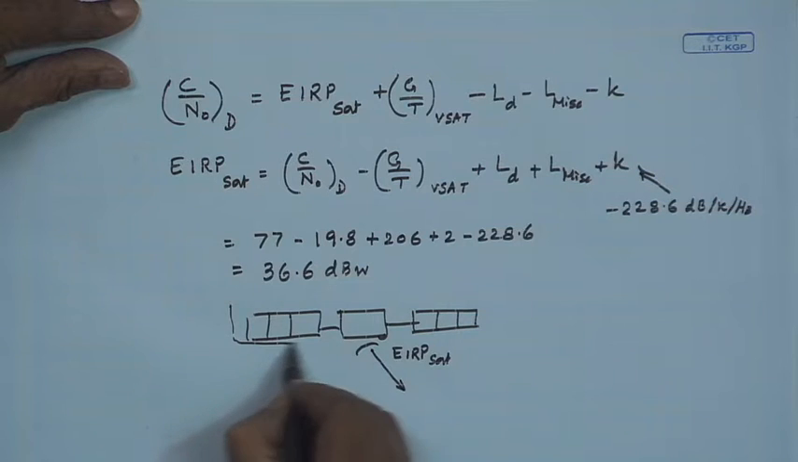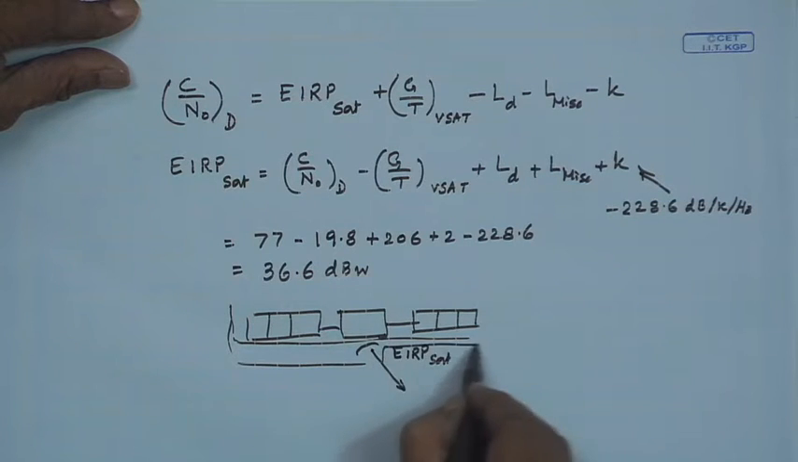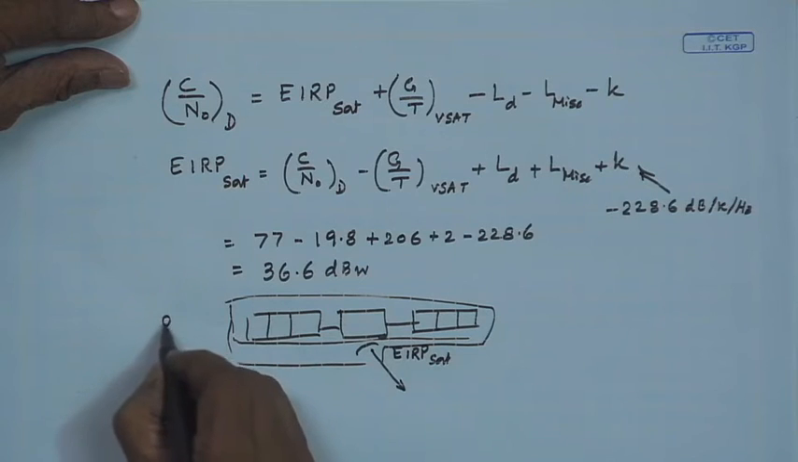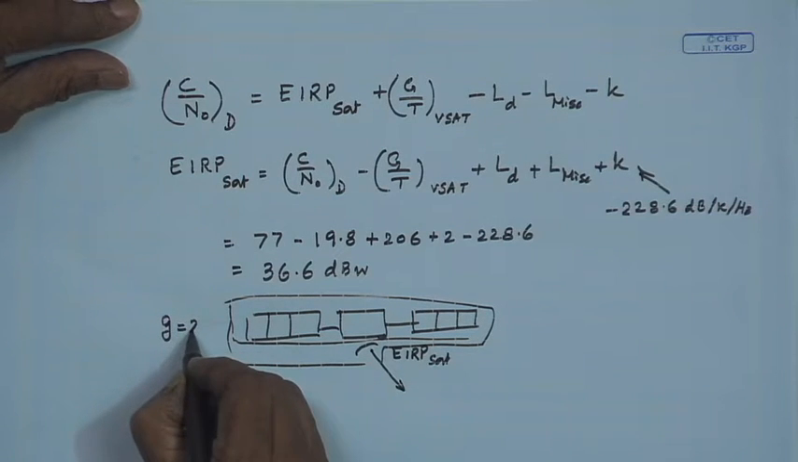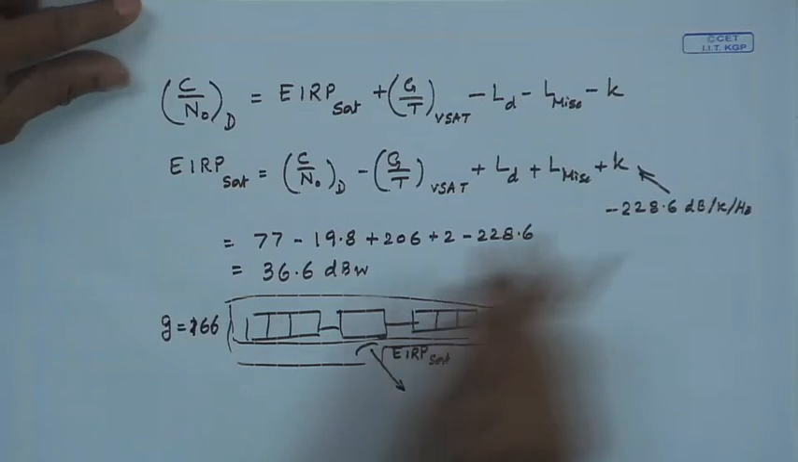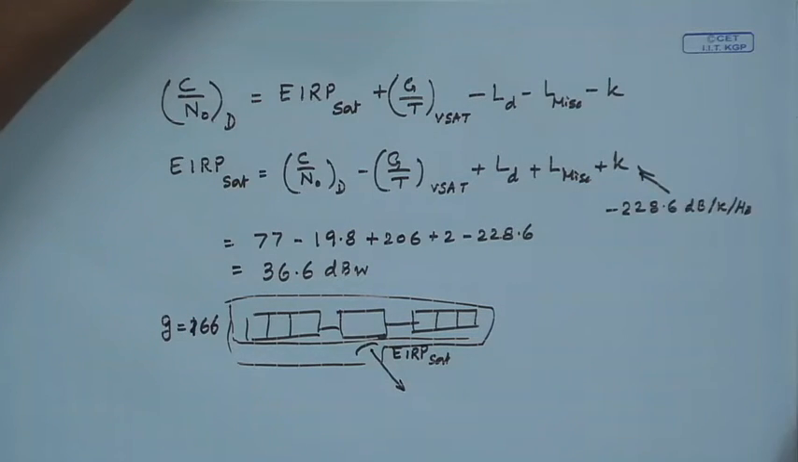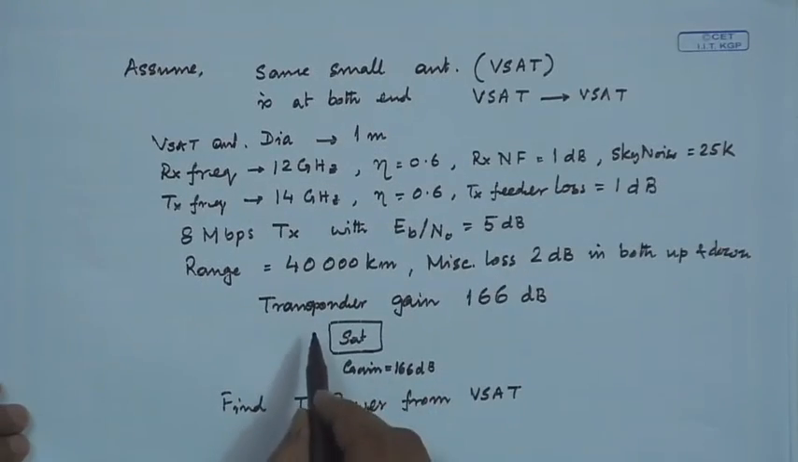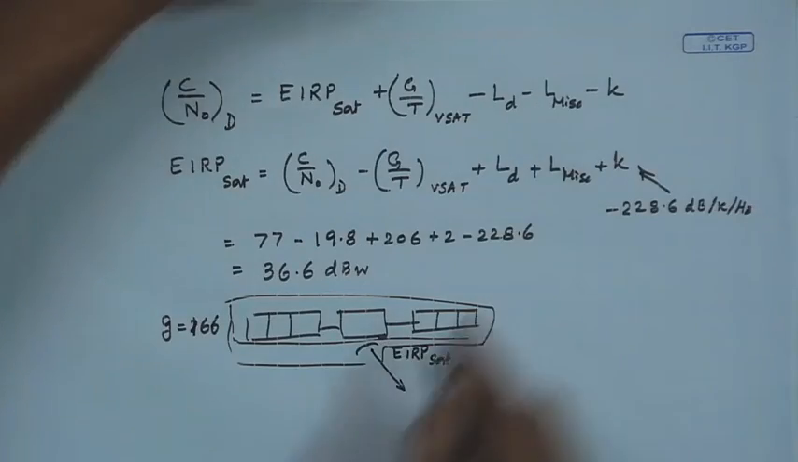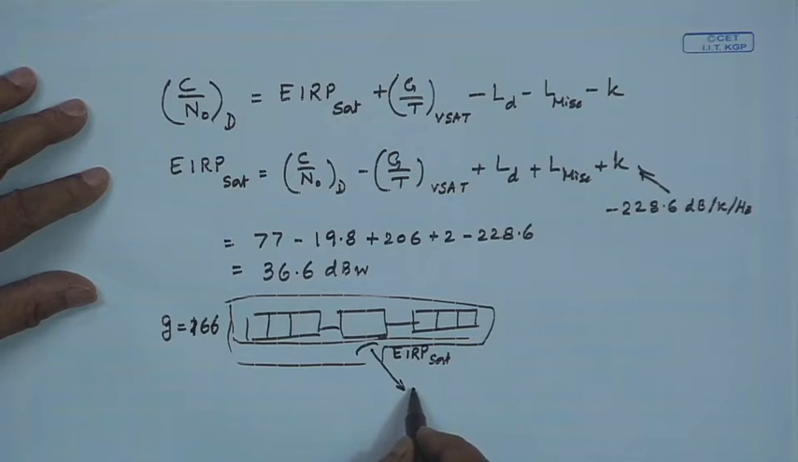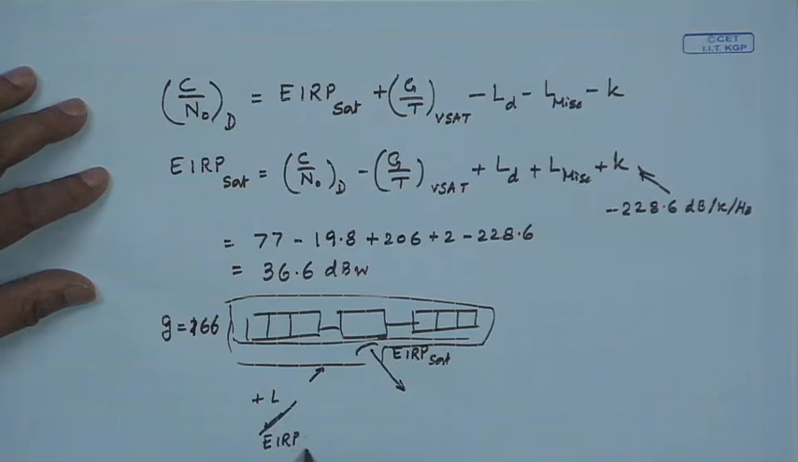Now, as we have said, the whole satellite including the antenna has a gain G given. How much was given? 166 dB, if I recollect. Transponder gain is 166 dB, satellite gain is 166 dB. So that particular block is 166. So, EIRP minus the gain is the input power at the satellite, plus the uplink losses. If I add the uplink losses, then we get the EIRP here, that is the EIRP of VSAT.